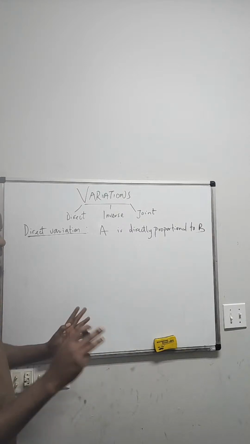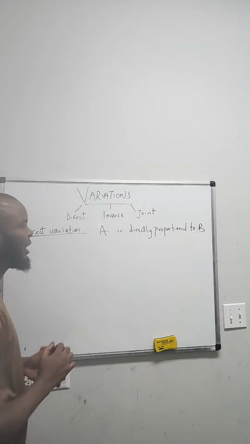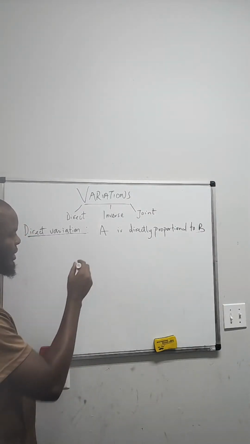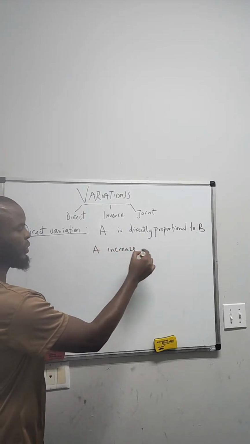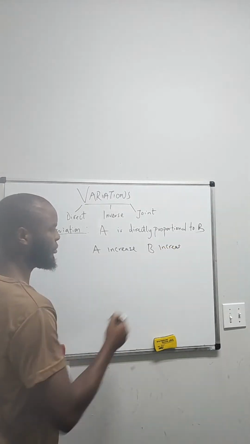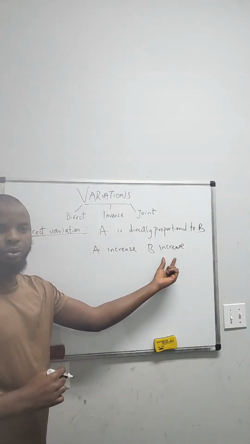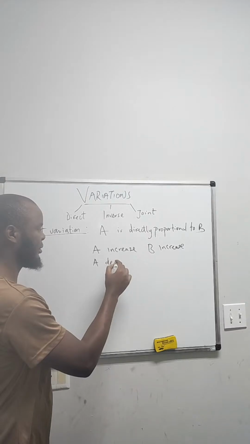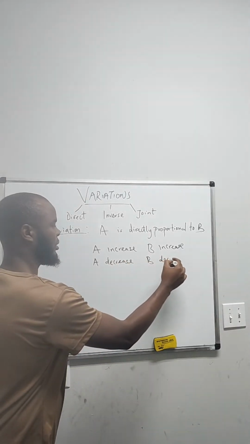Yeah, your example is perfect. The longer you work, the more money you get. A is directly proportional to B. What this says is that if A increases, B also increases. What happens to A must happen to B simultaneously. If A decreases, B also decreases.